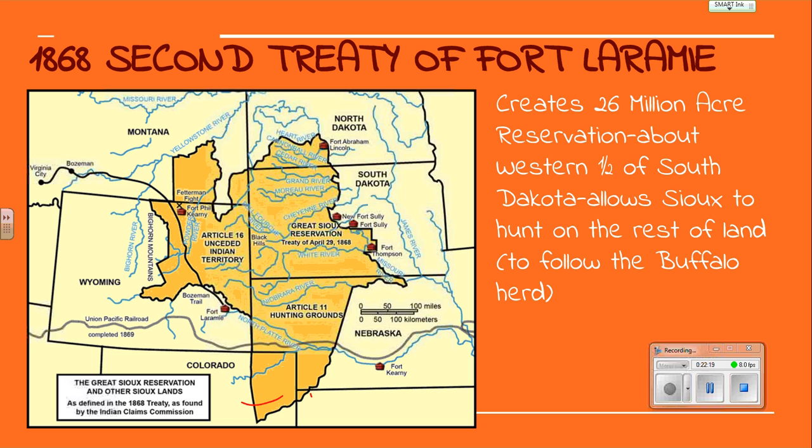So here's what they said. We want you to live on this portion, this yellow portion that you see here in this picture. But we will allow you to hunt on the rest of South Dakota. So they could go over here in Brandon's area if they were following the herds. That was allowed. Didn't go well, but it was allowed at the time.